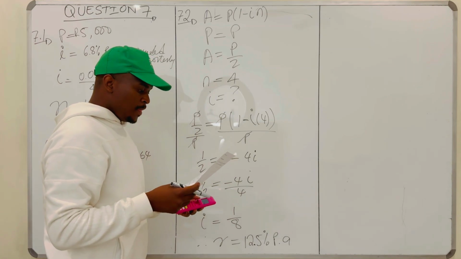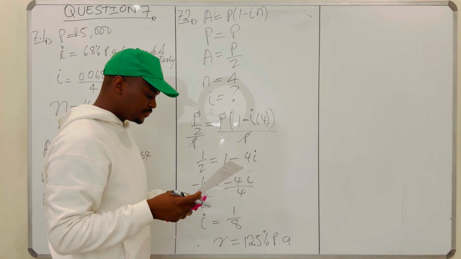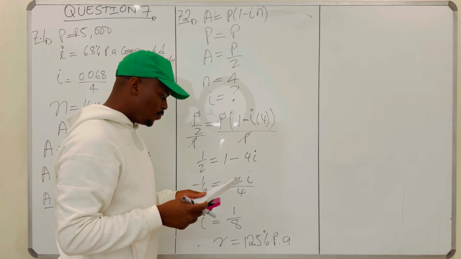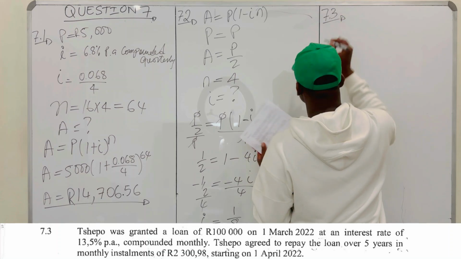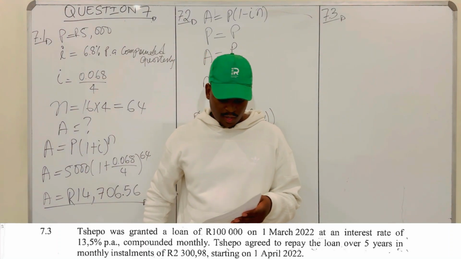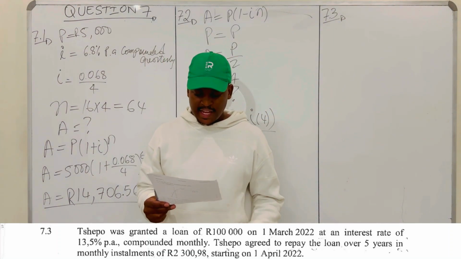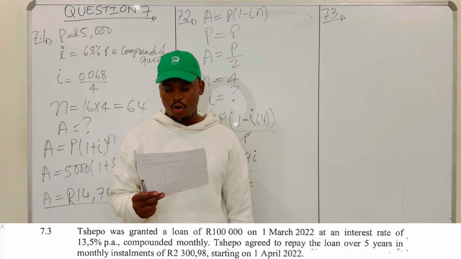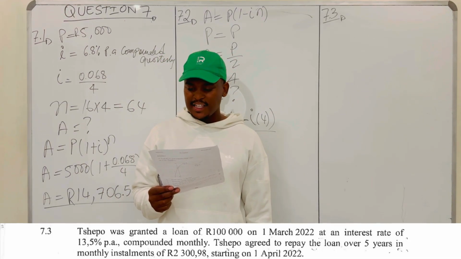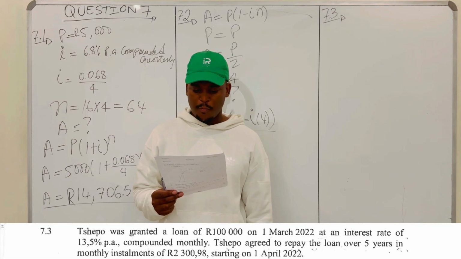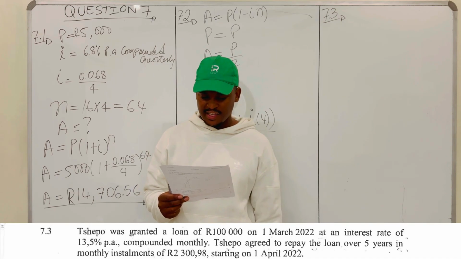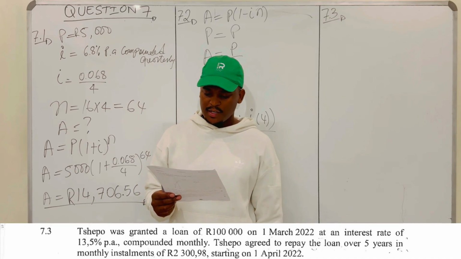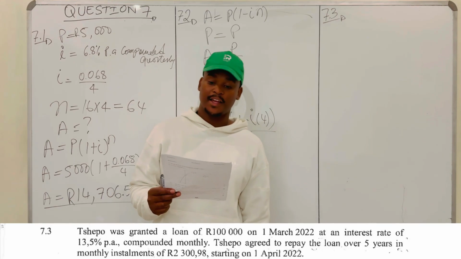So we're done with 7.2. Now we'll move to 7.3. So what are they saying at 7.3? At 7.3, they are saying Tshepo was granted a loan of 100,000 on 1 March 2022 at an interest rate of 13.5% per annum compounded monthly. They are saying Tshepo agreed to repay this loan over 5 years in monthly installments of 2,398 rand, starting on 1 April 2022. Okay, let's read this again.